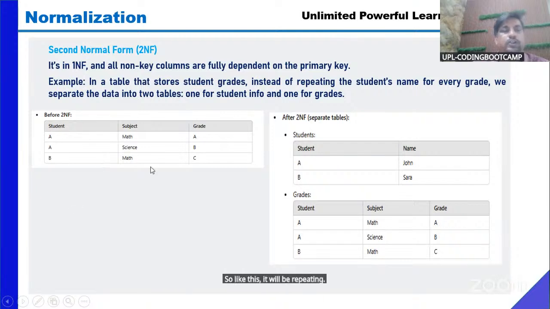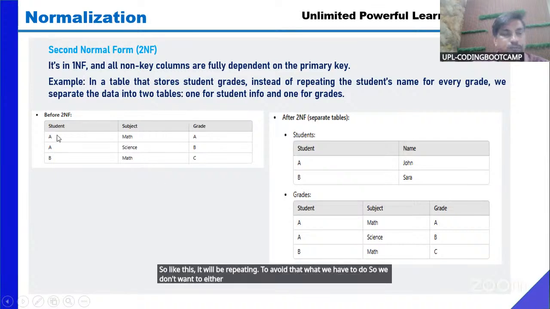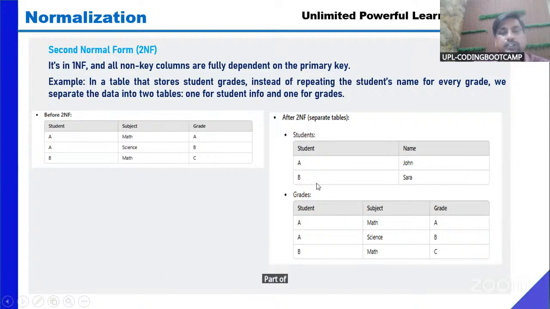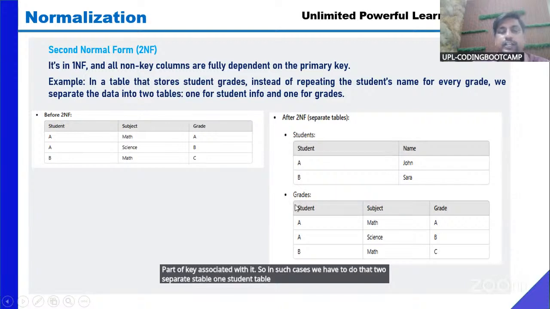To avoid that, if you make student ID or a roll number the primary key, you ensure that other columns completely depend on that. There is no part of the key associated with that. So in such cases, we have to make two separate tables. One is the student table, another one is grade. Student details we have taken, and subject and grade we have taken separately.